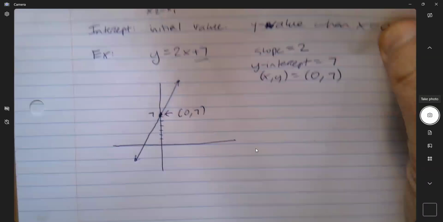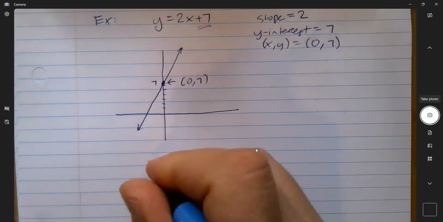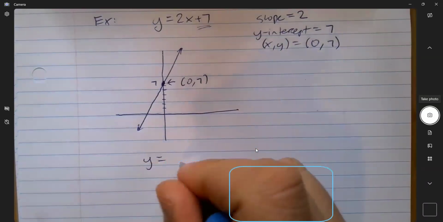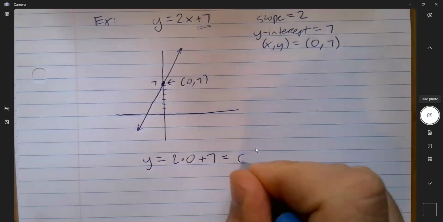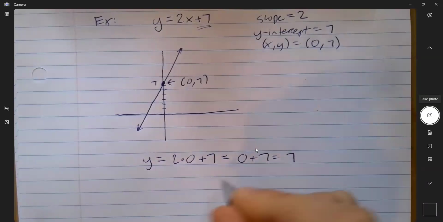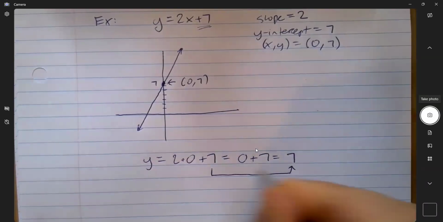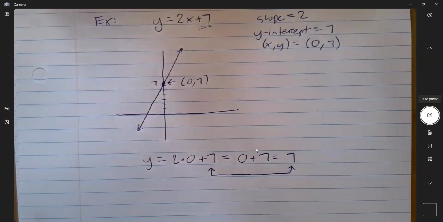And we can confirm that if we plug 0 in. If I do y equals 2 times 0 plus 7, well, 2 times 0 is 0, and so I get the y-intercept when I plug 0 in for x.